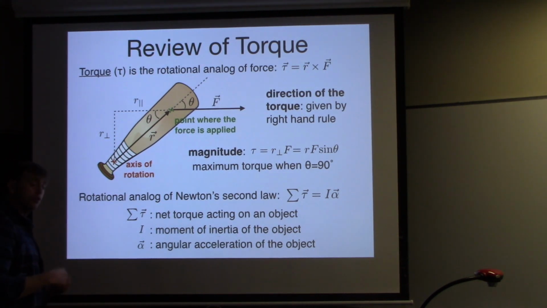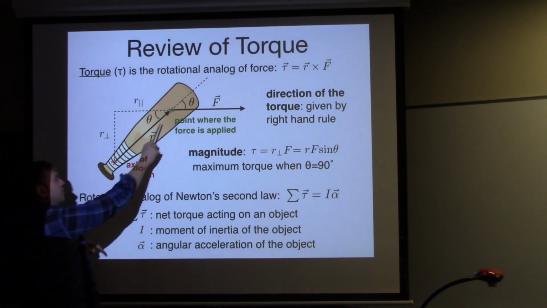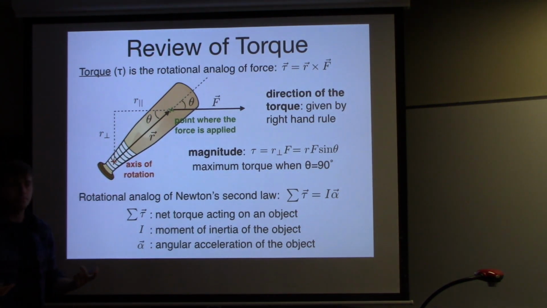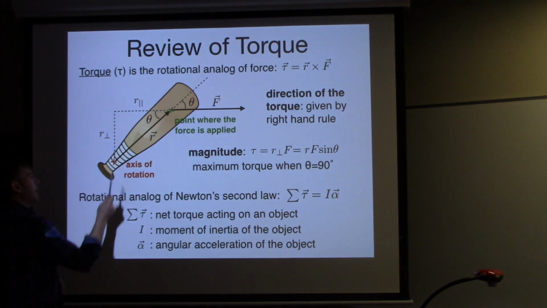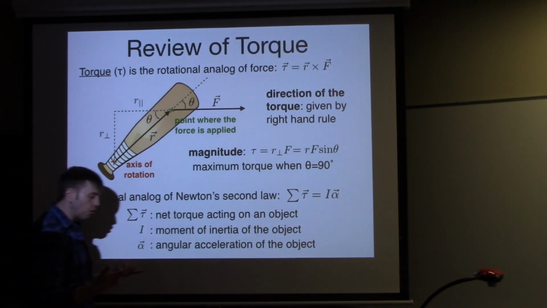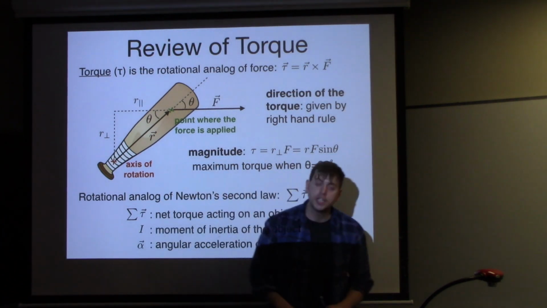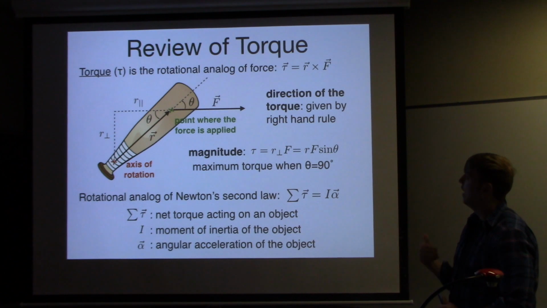The R vector is just pointing straight from the axis of rotation to this point where the force is applied. So it's really just going from this point to this point, from the axis of rotation to where the force is applied. And then F is, of course, the force. So R cross F gives you the torque. Now, like any other cross product, we can think of this in terms of a magnitude and a direction.